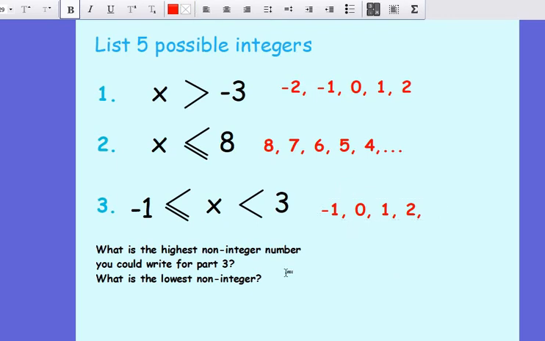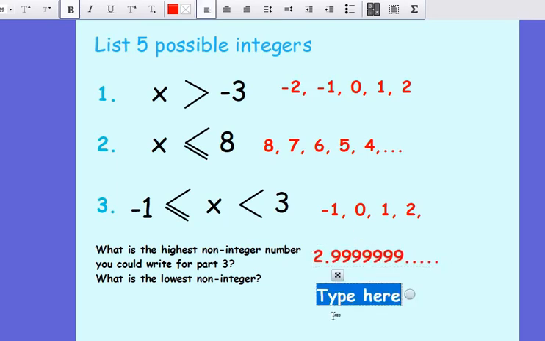And finally, as my extension, what is the highest non-integer number that I could write for part 3, and what is the lowest non-integer? Well, the highest non-integer is the number as close to 3 as I can get without it actually being 3. So 2.9999999, etc., would be my highest non-integer. And my lowest non-integer, I can have -1, however that's an integer, so it's going to be -0.999999999.